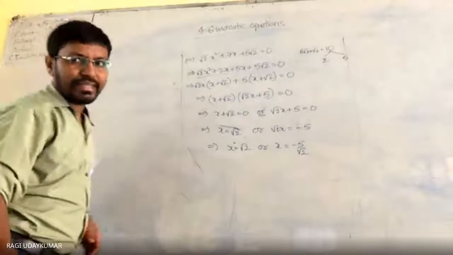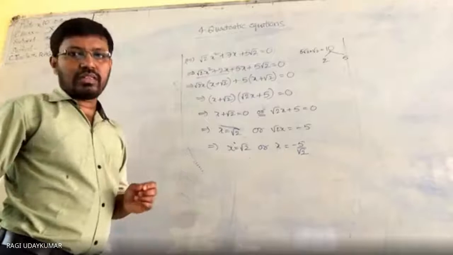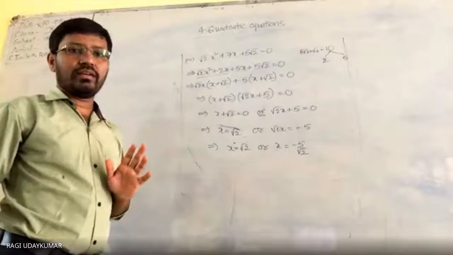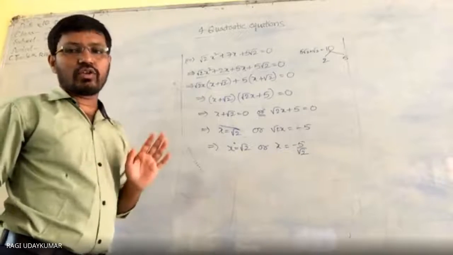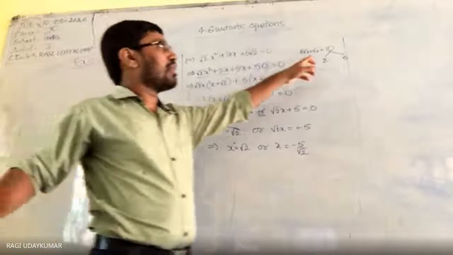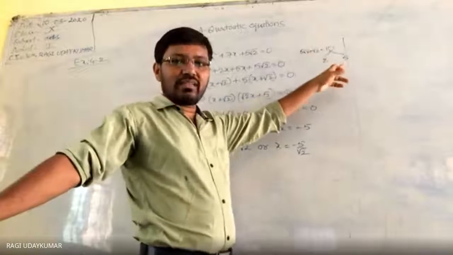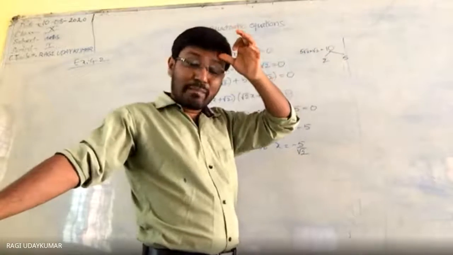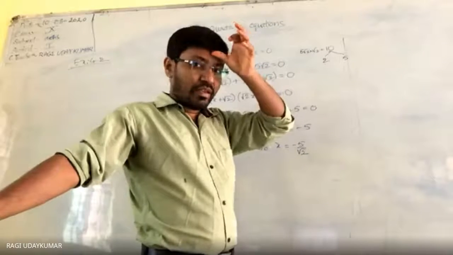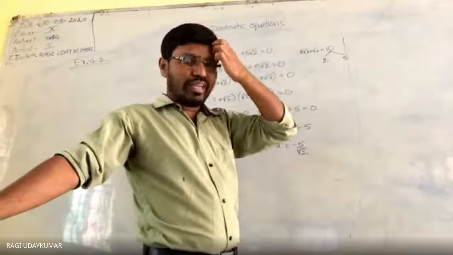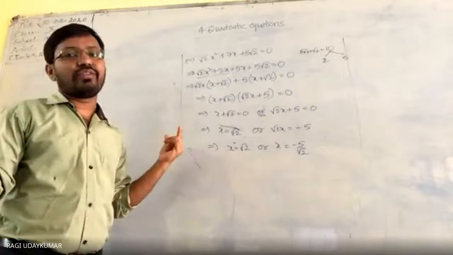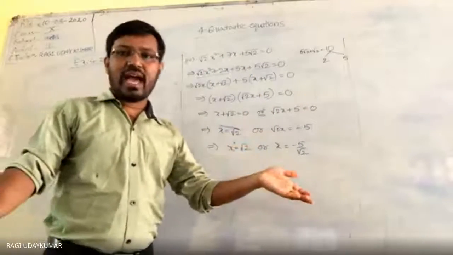By doing the factorization, the product of the constant and the x square coefficient is to be taken. If you get that product with a minus sign, the difference of the two factors is to be taken. If you get it with a plus sign, then the sum of the factors is to be taken into consideration. So in the first problem, we have taken the difference. In the second problem, we have taken the sum.